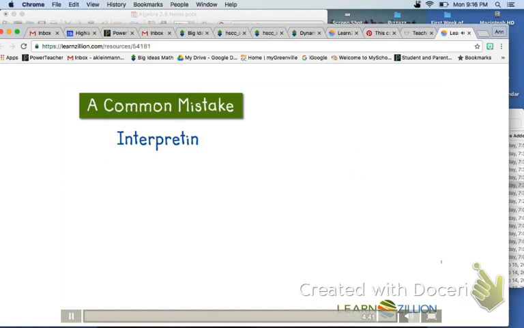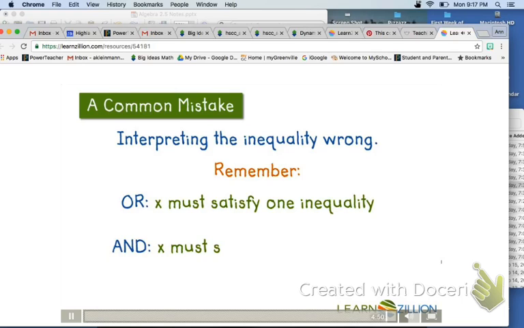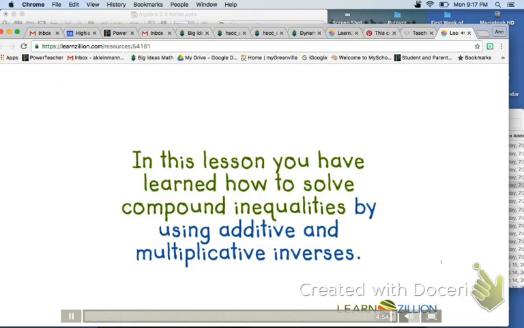A common mistake here is interpreting the inequality wrong. Remember that or means that x must satisfy one inequality, and and means that x must satisfy both inequalities. In this lesson, you have learned how to solve compound inequalities by using additive and multiplicative inverses.